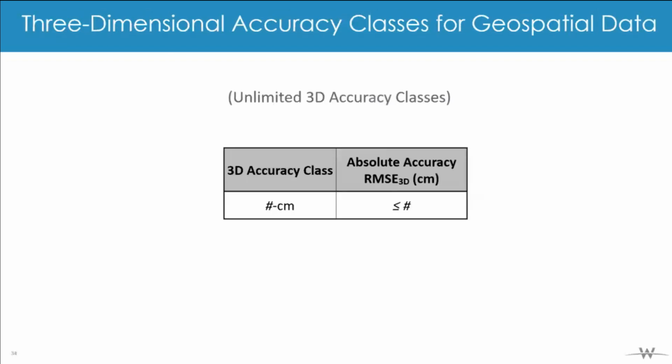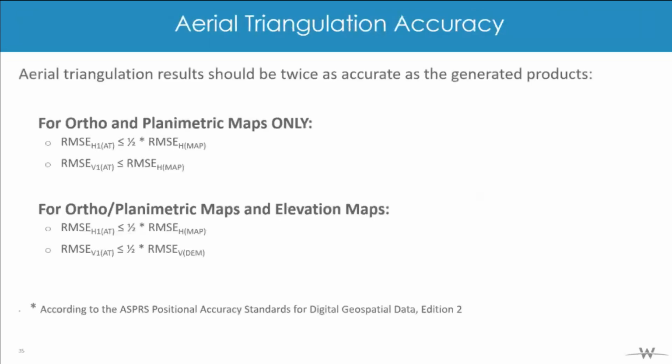And we added three-dimensional accuracy. Also unlimited, very simple: I need a three-dimensional accuracy of 5 centimeter class according to ASPRS, and that will set the RMSE 3D at 5 centimeters. Then aerial triangulation accuracy, we have this measure.